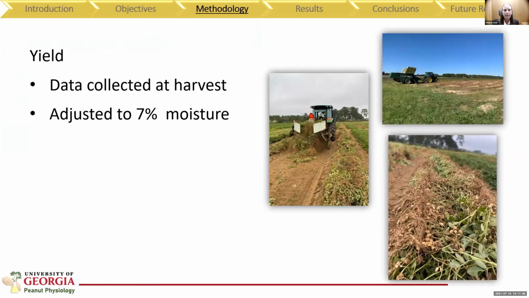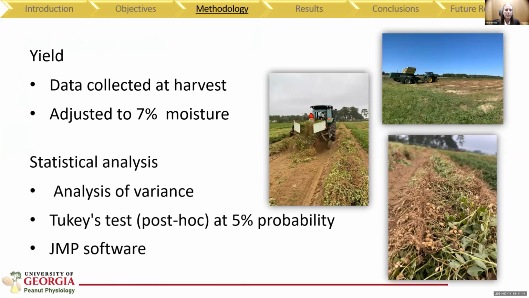Lastly, we calculated yield at harvest, and we adjusted to 7% moisture. For the statistical analysis, we used analysis of variance and tested at a 5% probability with JMP software.